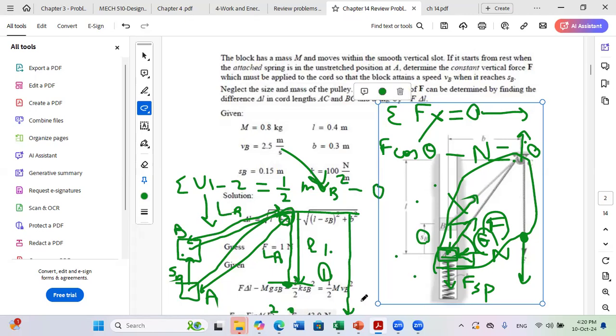Okay? And here, to relate delta small l to delta big L, you can just say I have one cord here. One cord, like we do for pulleys. So we can name this big L, this small l. The total length of the cord is constant. So big L plus small l is constant.